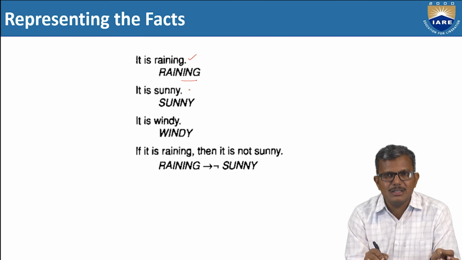Similar to that, one more example is also there. It is sunny. So simply I can write sunny. Right? It is windy. So I can write windy.